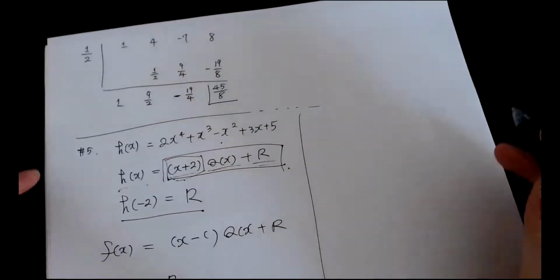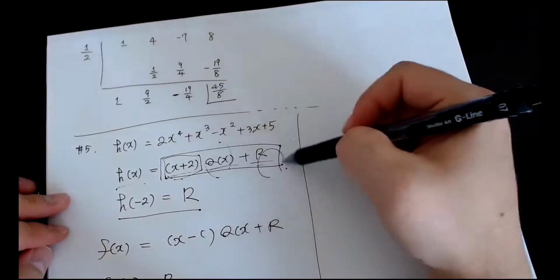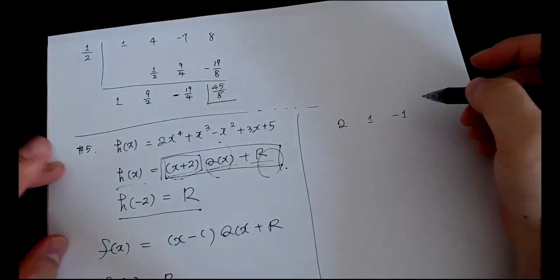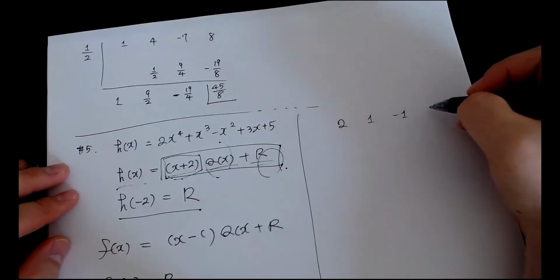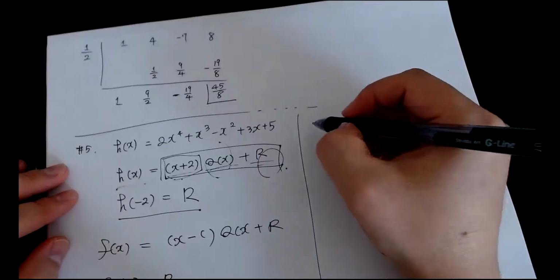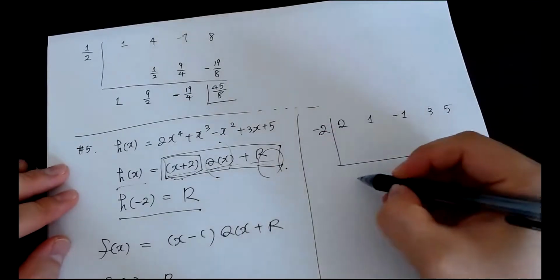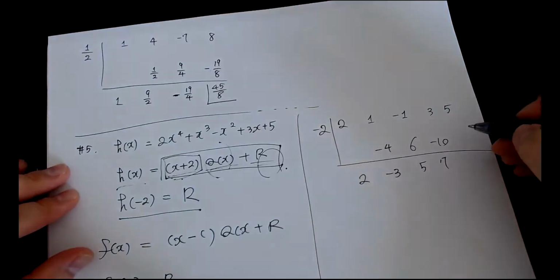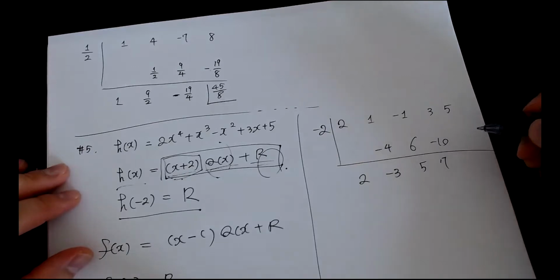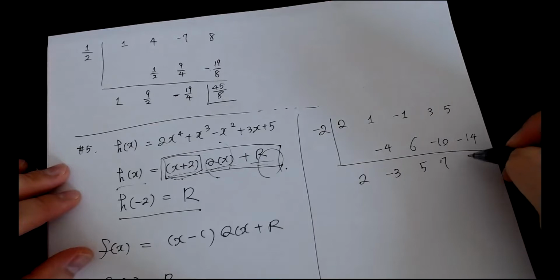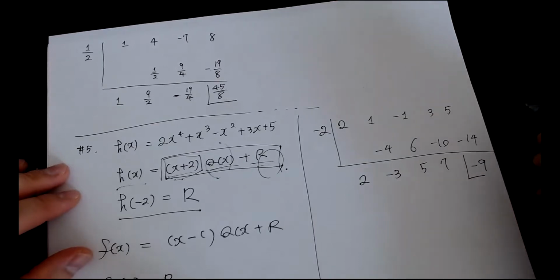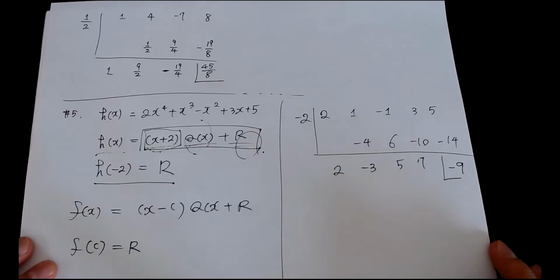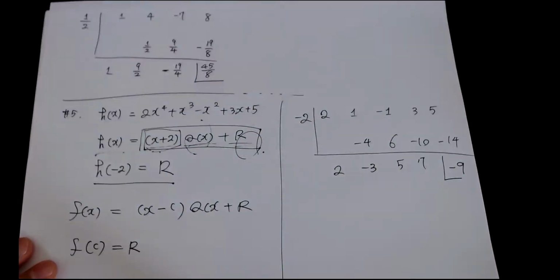So then let me figure out the quotient and remainder using synthetic division. Okay. So 2, 1. I'm just writing the coefficients of the polynomial function. Okay. 2, 1, -1, and 3 and 5. Right. And then this is -2. Okay. So here's a 2, -4, -3, 6, 5, -10, 7. Okay. So -14. Okay. So which is what, -9, right? Okay. So the answer is, yeah, in this case, what? C. Okay.